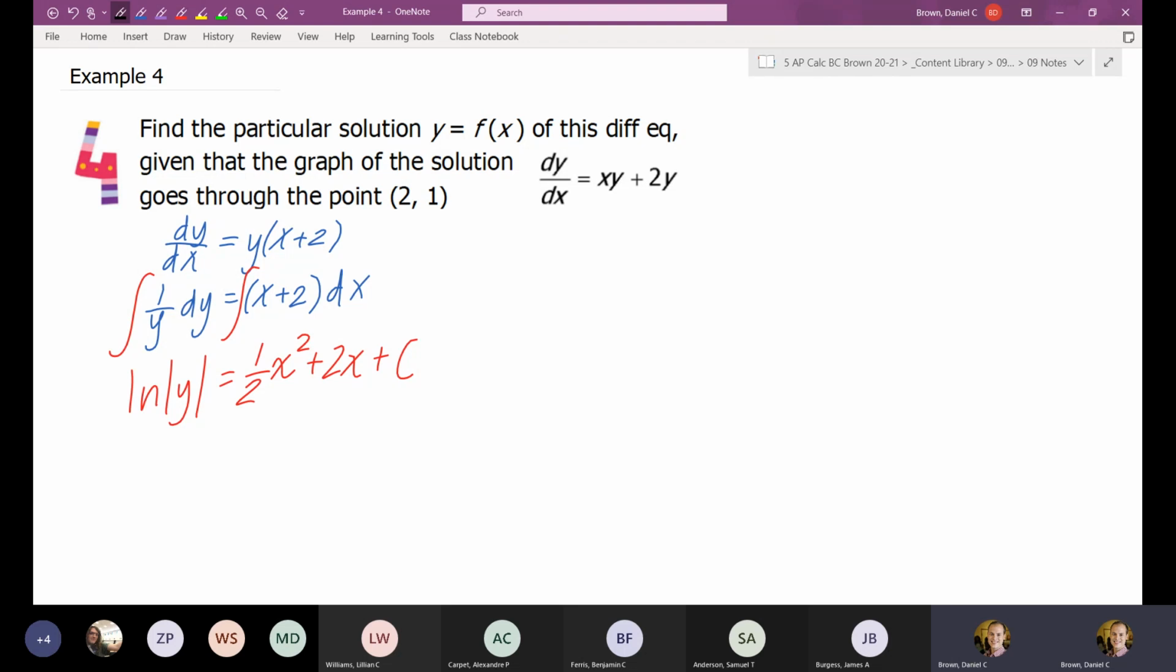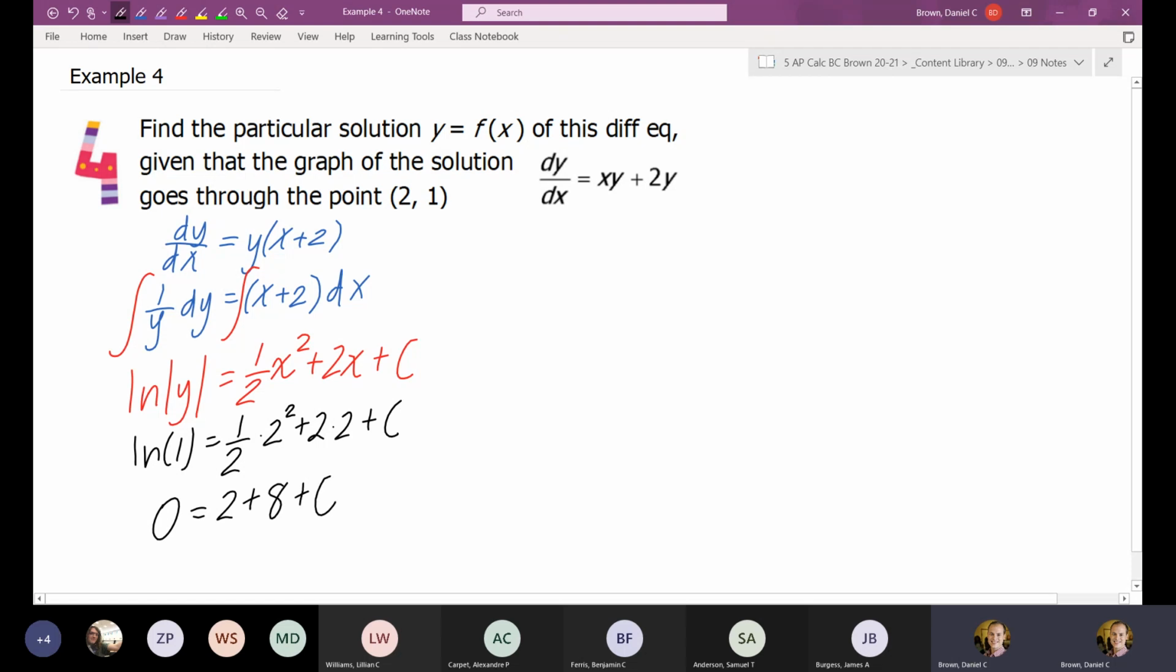My preference is plugging in my initial condition before solving for y. So this becomes the natural log of 1 is equal to 1/2 times 2 squared plus 2 times 2 plus c. Natural log of 1 is what? 0. And so then I have 1/2 times 4, which is 2, plus 4 plus c. So c is equal to, not 8, try that again, -6.